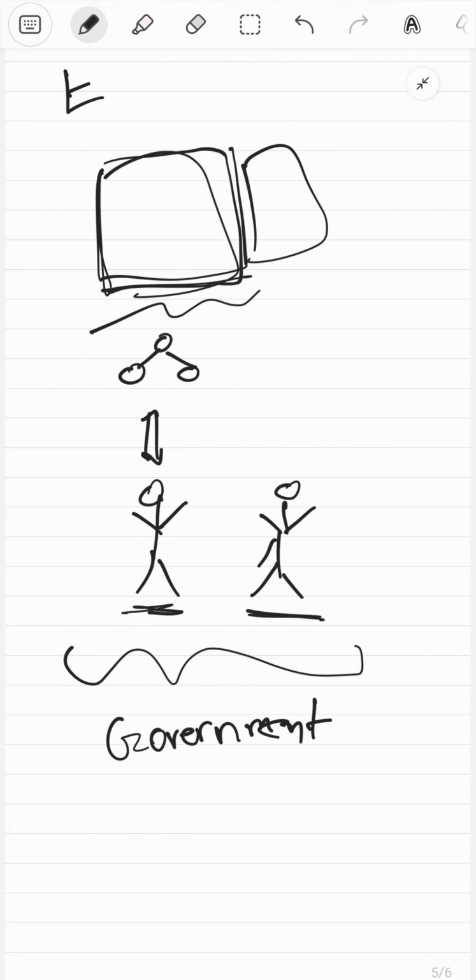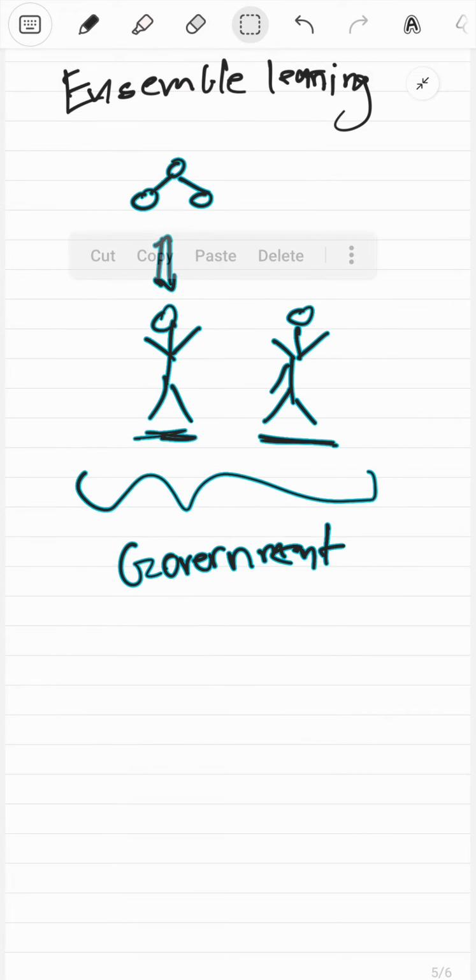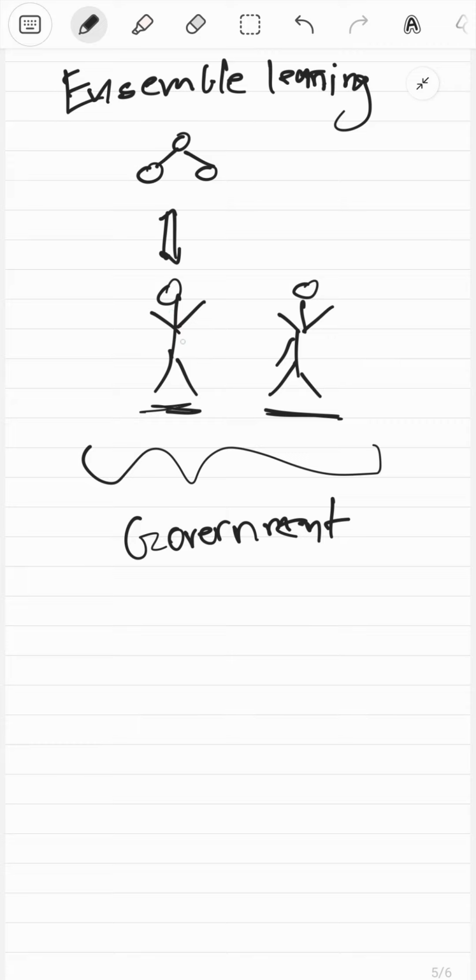This is ensemble learning. So this is the whole idea: decision trees are analogous to people, ensemble is analogous to government.